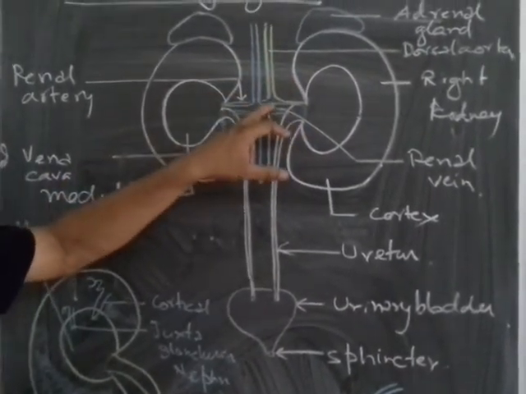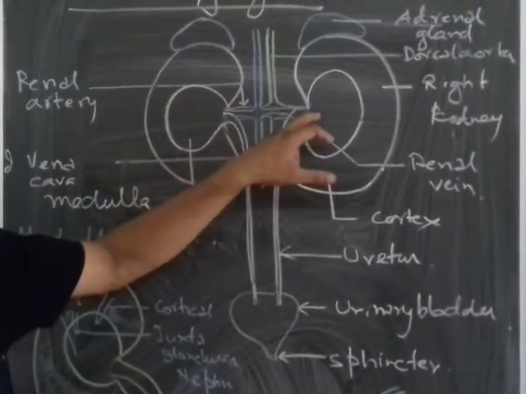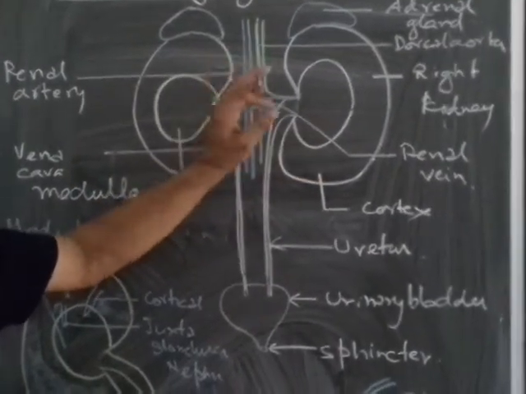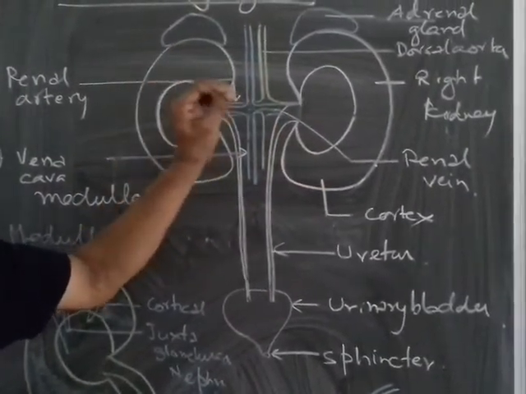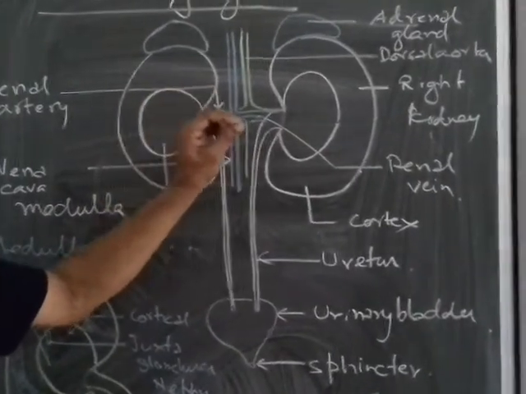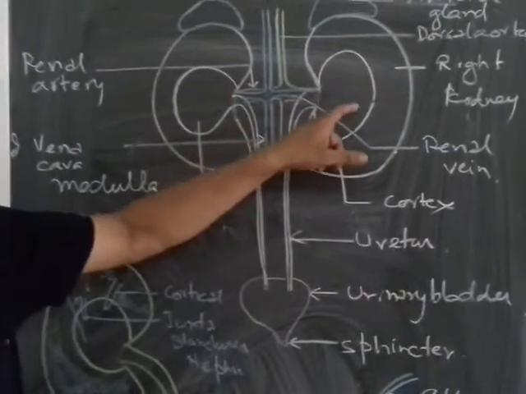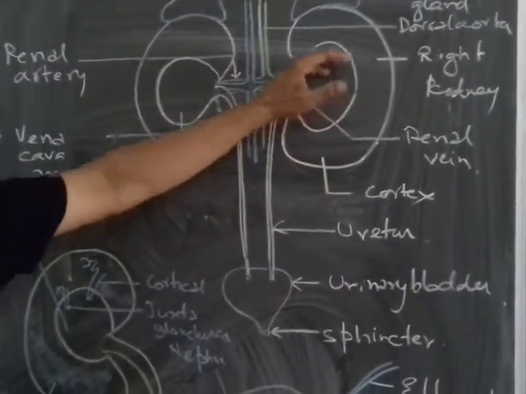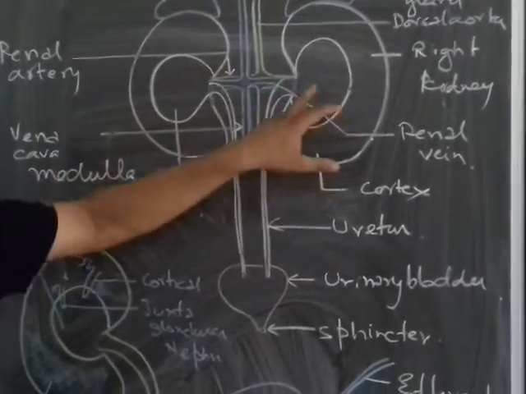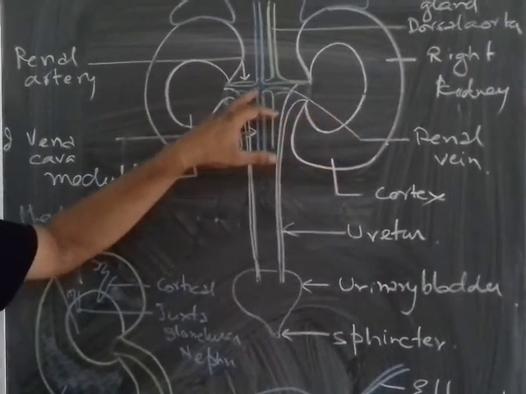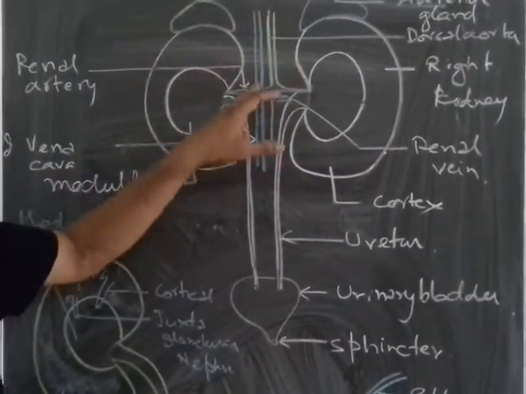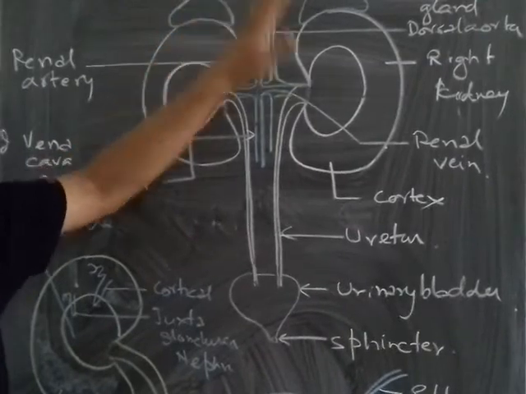So from here the dorsal aorta enters through the renal artery. So the renal artery is the artery which carries the toxic blood, but at the same time it carries oxygenated blood. So the toxic blood enters into the kidney, and then after filtration and all the procedure, it returns through the renal vein, and through the inferior vena cava it is put into circulation.